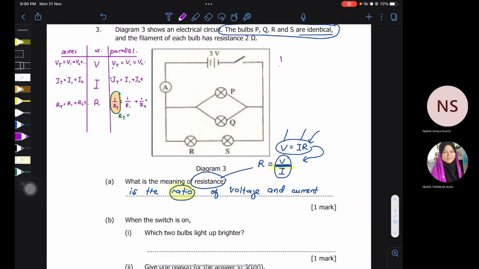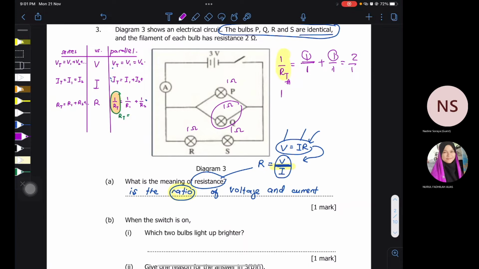Macam ni. 1 over RT in parallel. We are talking about the parallel thing ni. So P tu, RP tu adalah, katalah tadi 1 kan? Ini 1 ohm, ni pun 1 ohm, ni pun 1 ohm, ni pun 1 ohm. Okay, tambah dekat sini pun 1 ohm, 1 over 1. Okay, jadi 1 over 1 is easy. 1 tambah 1, 2. Tapi kalau ni pecahan ni kena ingat lah masa kecil-kecil dah belajar. Ni per 1.